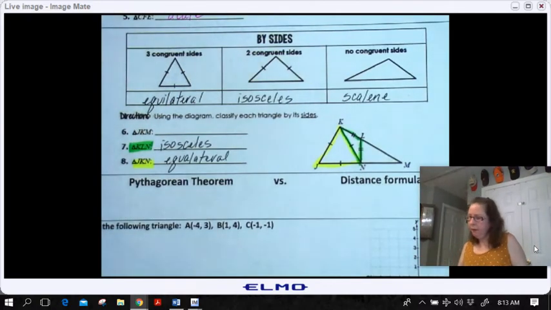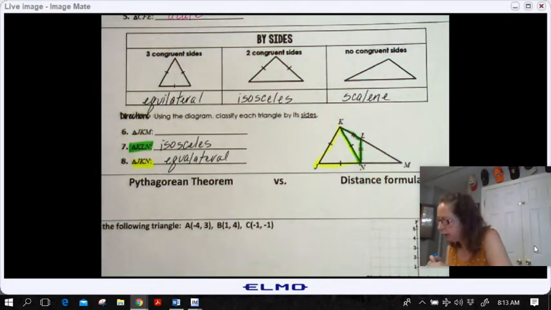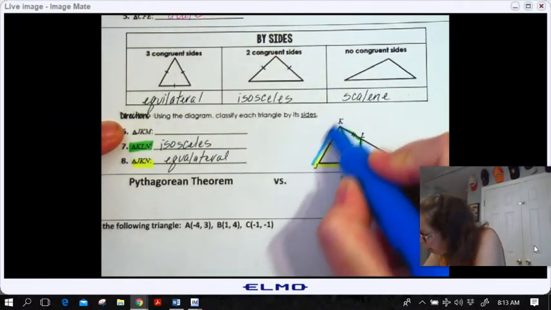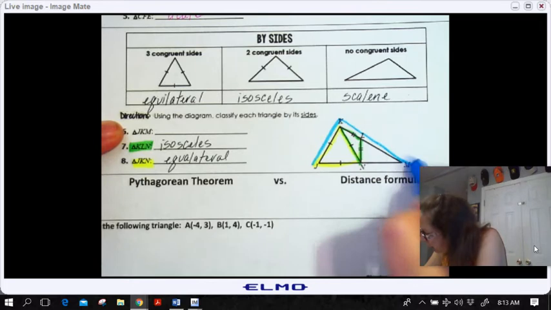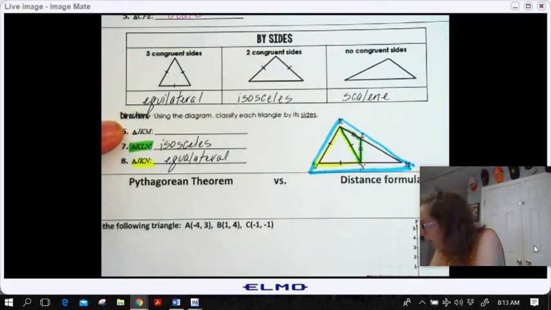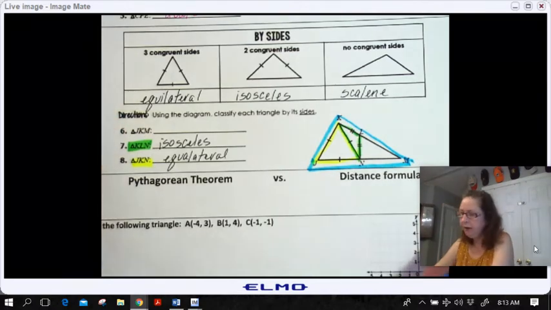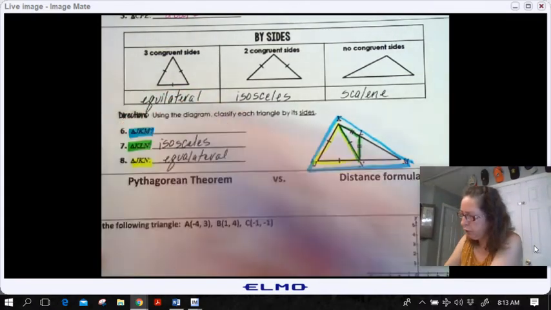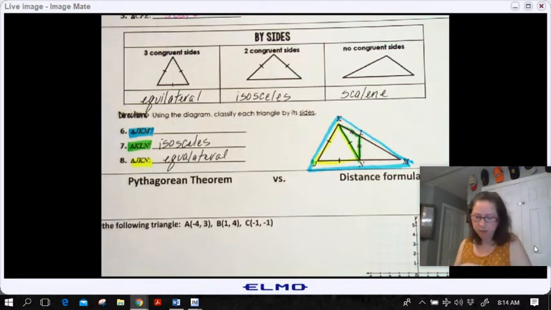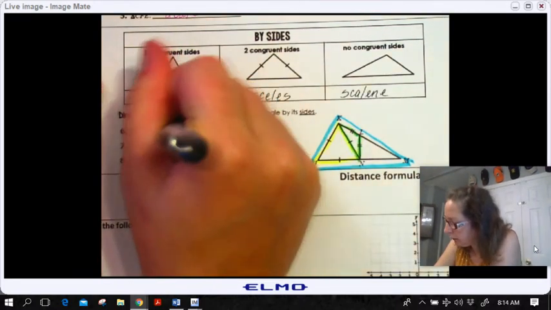Okay, and then the last triangle that we have, let me switch colors, is JKM. So it is JKM, this entire triangle here. And it does not have any sides that are marked the same. No sides marked the same. So this is going to be scalene.